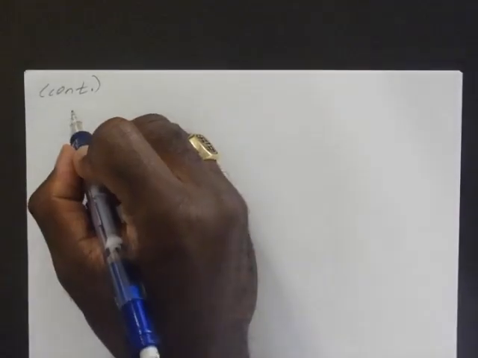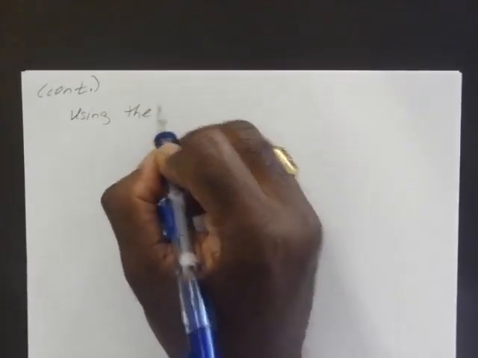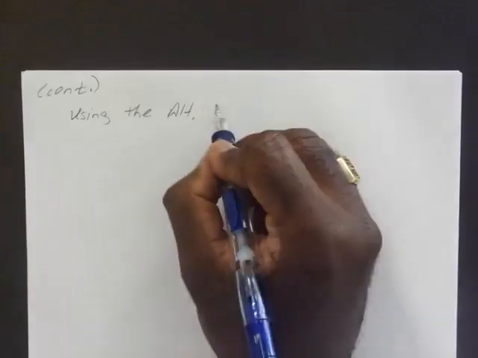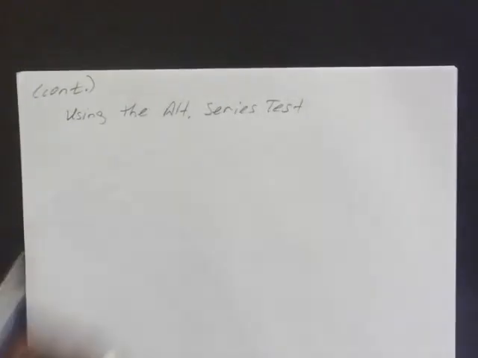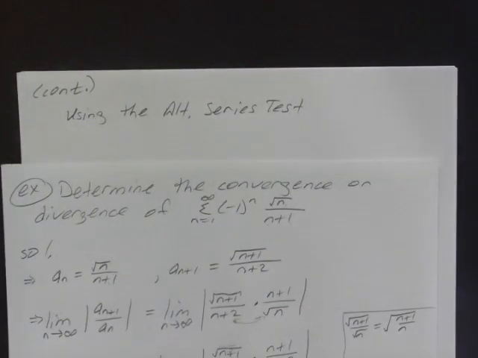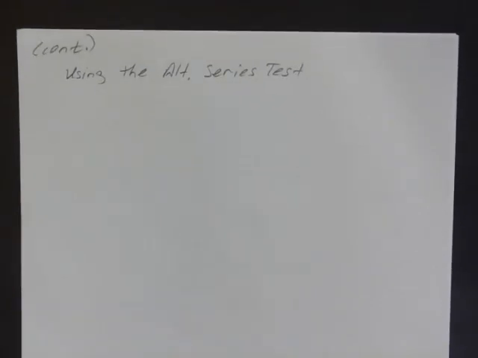Okay. So the other test we can use is the alternating series test. Since we had that negative 1 to the power of n there anyway, it probably would have been the best initial choice, but you can always try different ones. Sometimes it'll work, sometimes it won't.